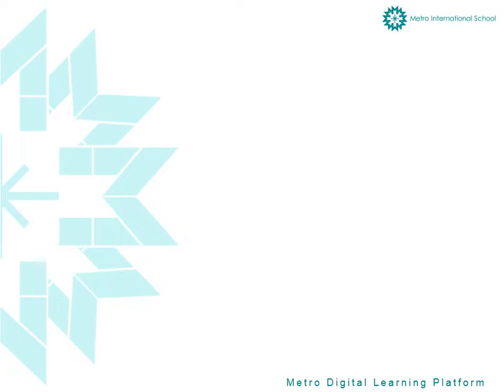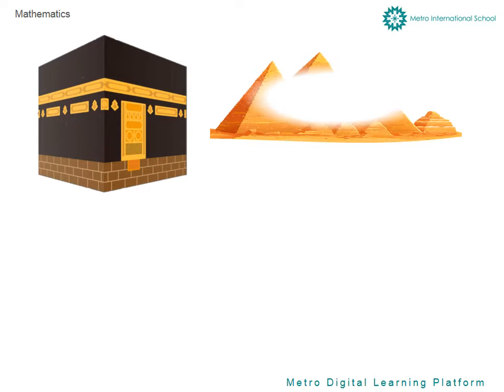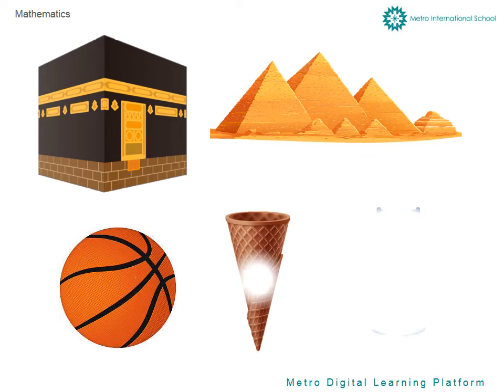In this video we are going to talk about surface area and volume. Three-dimensional shapes are all around us. Shapes like cube, pyramid, sphere, cone and cylinder.